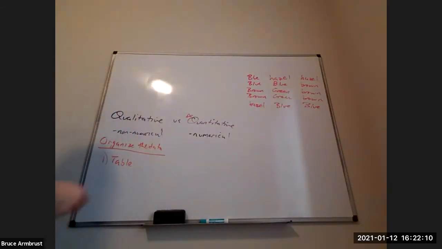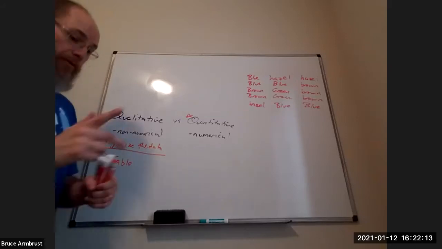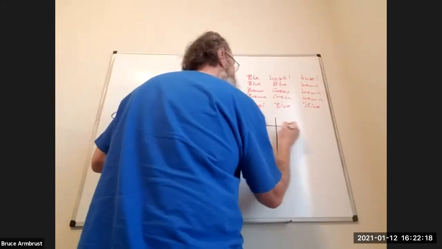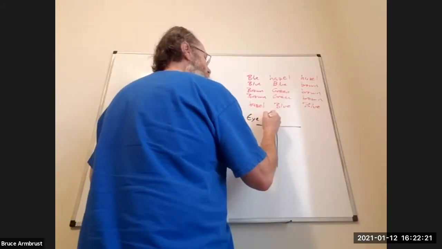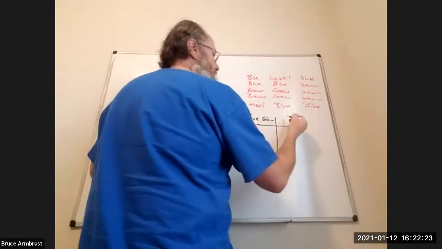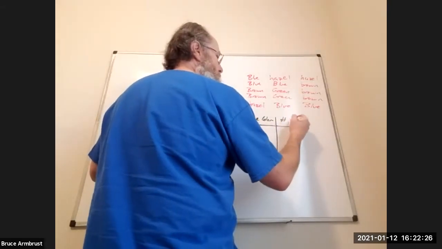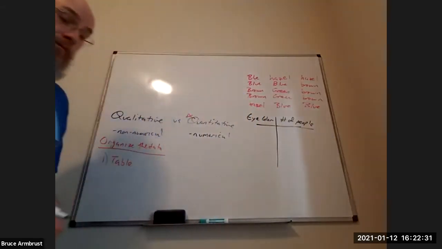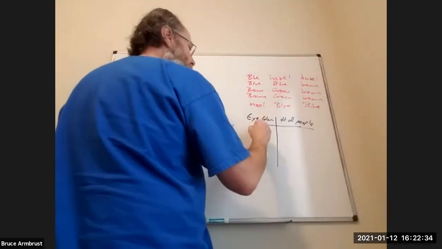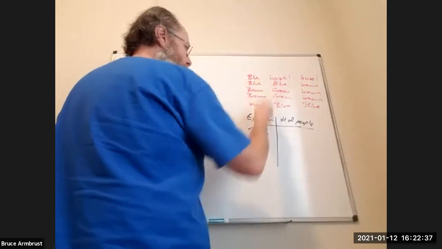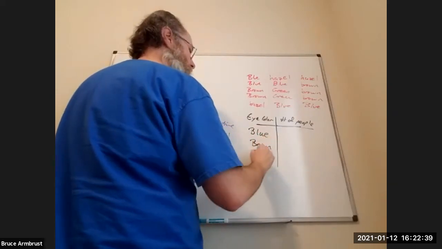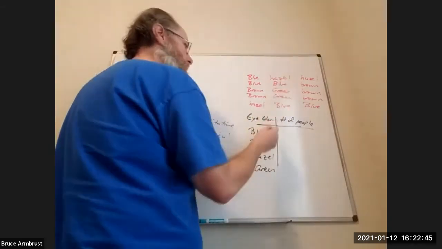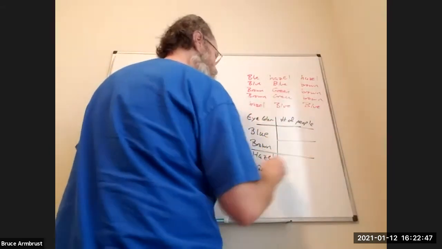All right, so here is a way that we could do this as a table. What I would probably do is make a little chart here that has eye color, and then the number of people with this eye color. So eye colors that we had that were responses, we had blue, brown, hazel, and green. I think looking at our chart, those are the four that we have.